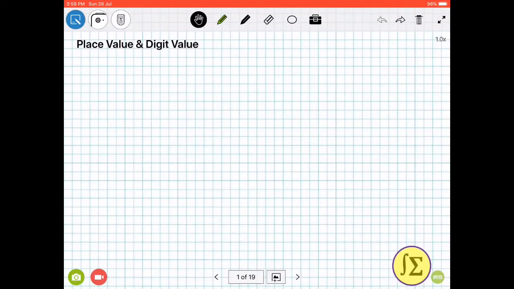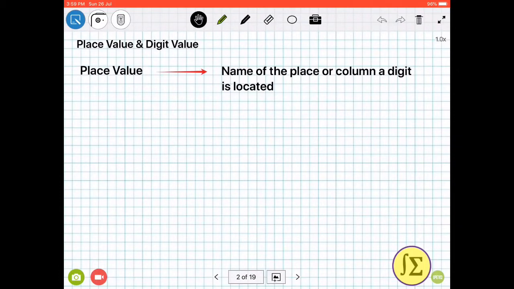Today we're going to move away from fractions and learn about something new, that is place value and digit value. Okay, so what are place values? Place value relates to the name of the place where a digit is located within a number. So let's look at an example.